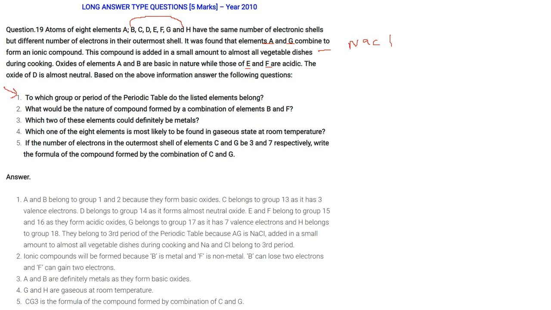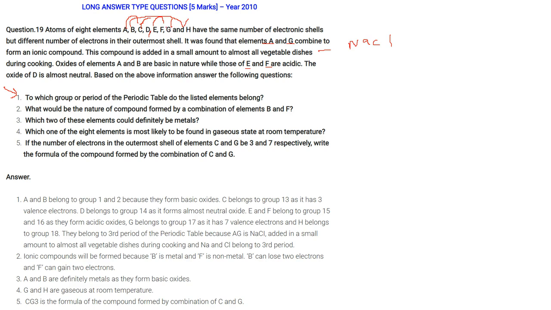So A and B belong to group 1 and 2 because they form basic oxides. C belongs to group 13, it has 3 valence electrons. D belongs to group 14 as it forms almost neutral oxide, as given in the question. E and F belong to group 15 and 16, they form acidic oxides. G belongs to group 17 as it has 7 valence electrons. H belongs to group 18.